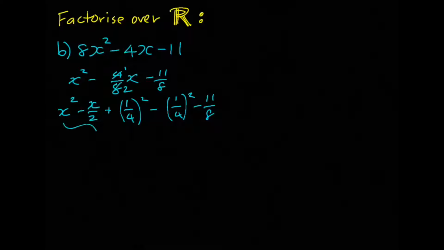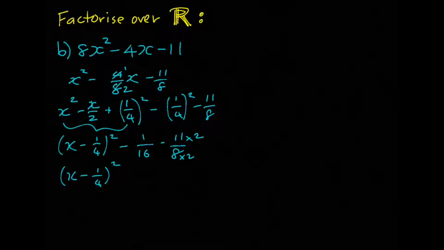So this can be expressed as a perfect square of x minus a quarter all squared minus 1 on 16 minus 11 on 8. So multiply that by 2 top and bottom to equate the denominator. We've got x minus a quarter squared minus 23 on 16.